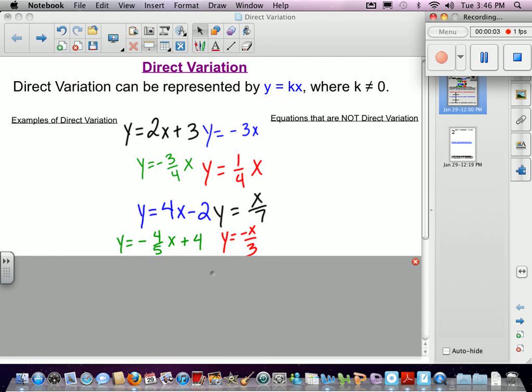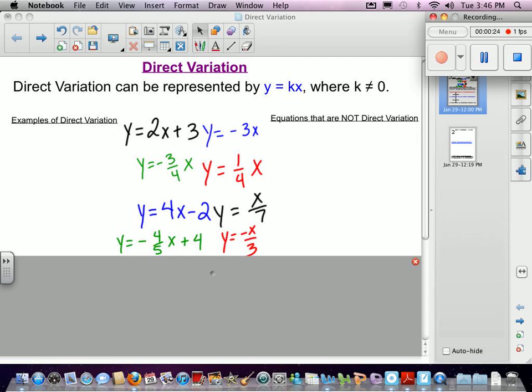This is a lesson overview on direct variation, and direct variation can be represented by the equation y equals kx, where k does not equal 0. In this equation, k is what we call the constant of variation, and it is actually the coefficient, which means it's the number in front of the x.